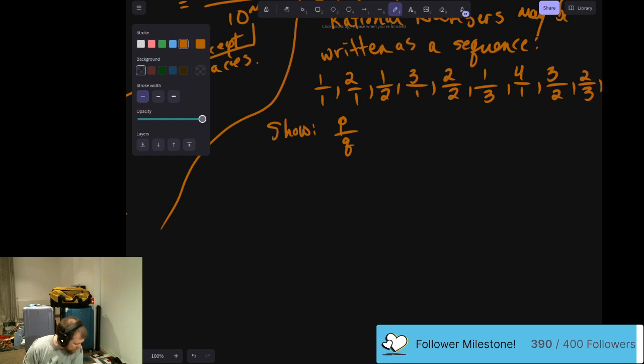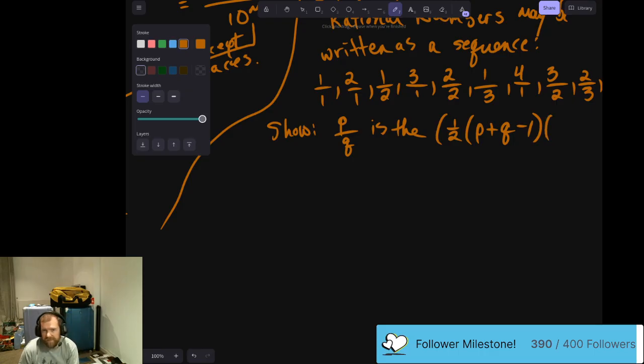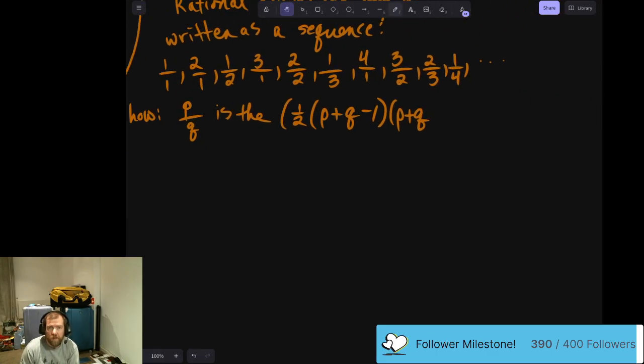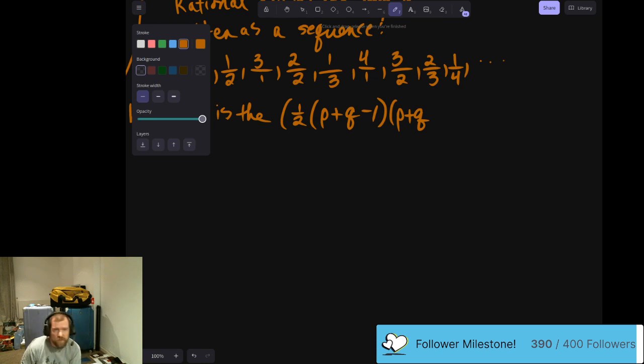Show that P over Q is the one half times P plus Q minus 1, times P plus Q minus 2, plus Qth term.